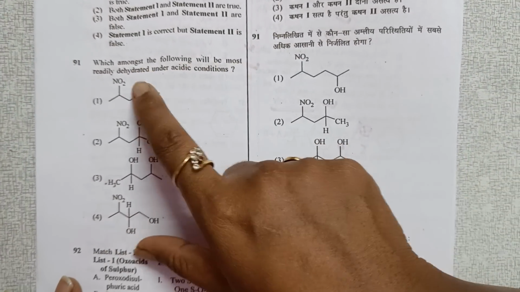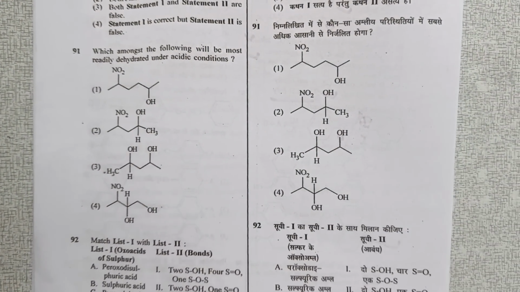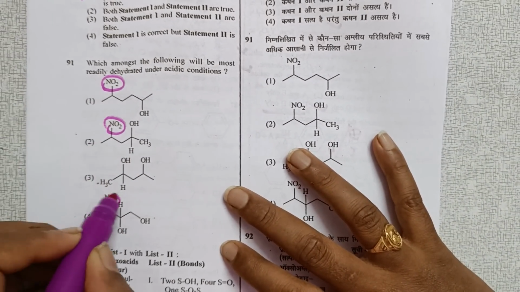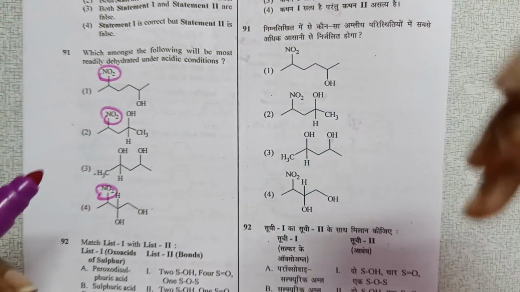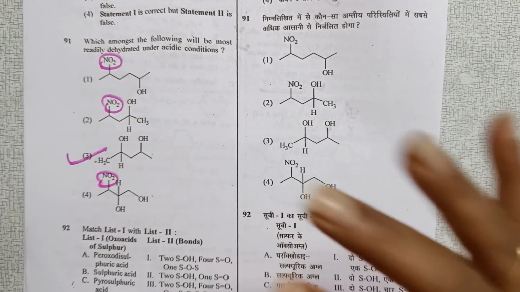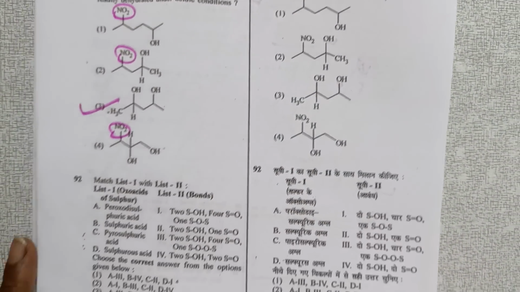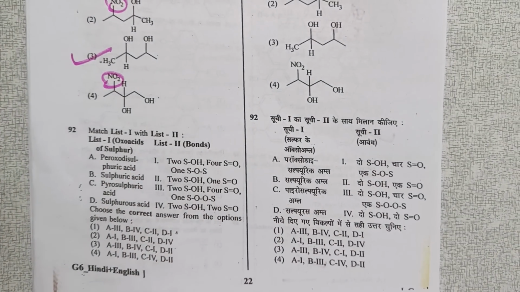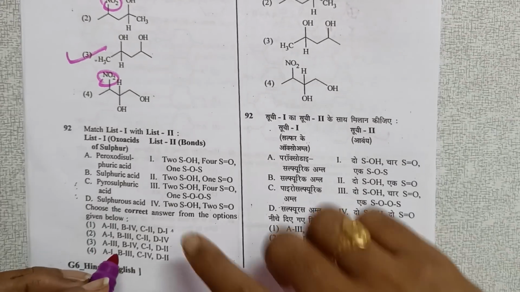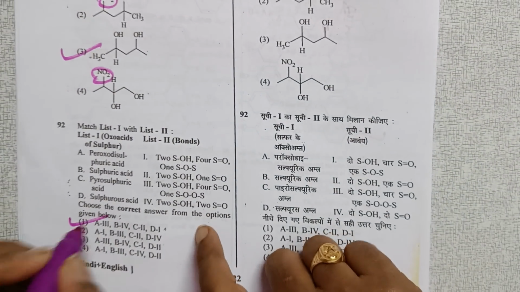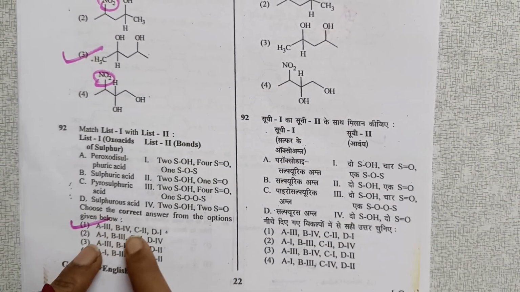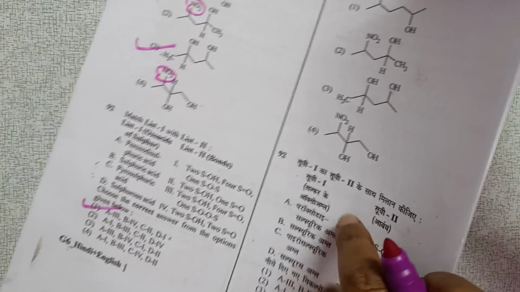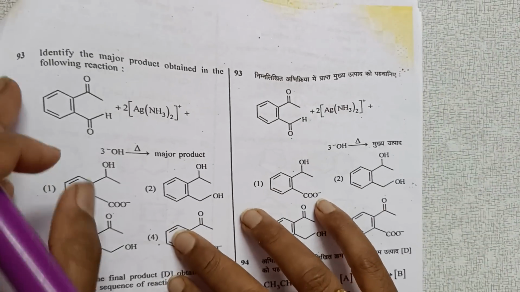Which among the following will most readily dehydrate under acidic condition? If you see, in all the options NO2 is there. If NO2 is there, OH goes out, forming a less stable carbocation, so option 3 is not having NO2, so this is the correct answer. And peroxodisulfuric acid, when I teach you the detailed solution video, I'll draw the structures and tell you. Here I'm telling you A3, B4, C2, D1 in this question. Check it out. I'll make a detailed solution video so that you can cross verify.